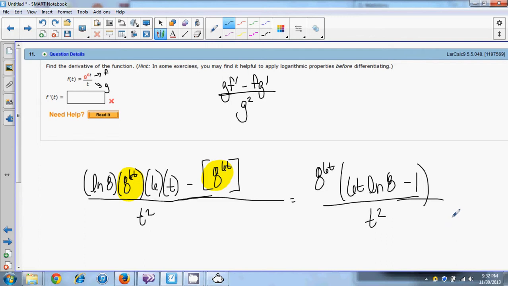So I think the worst part in this section is remembering that you're taking derivatives and not antiderivatives.